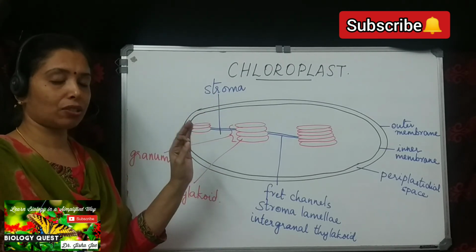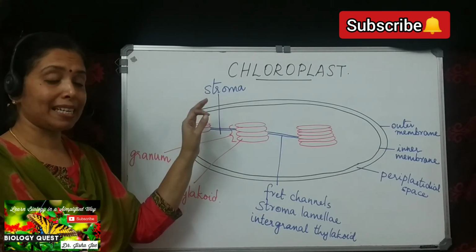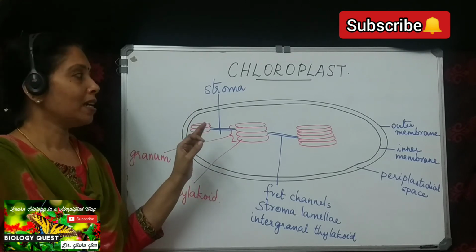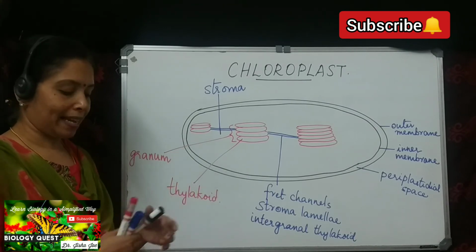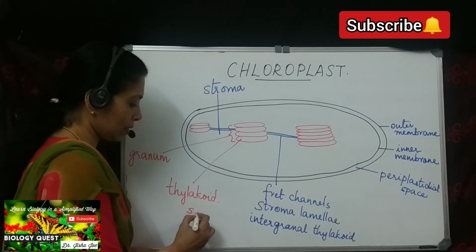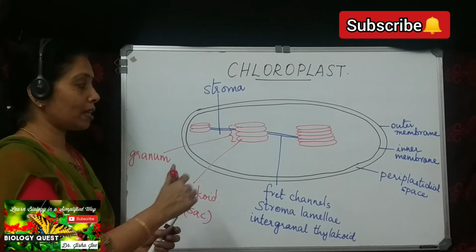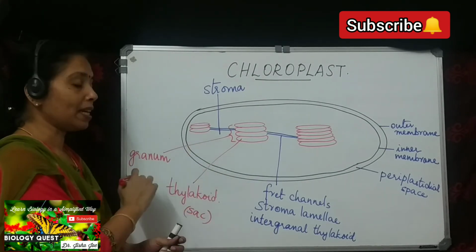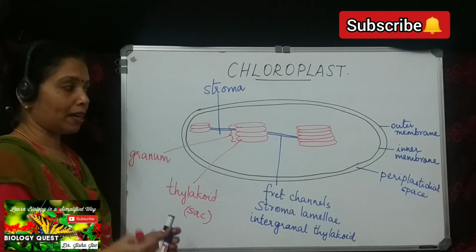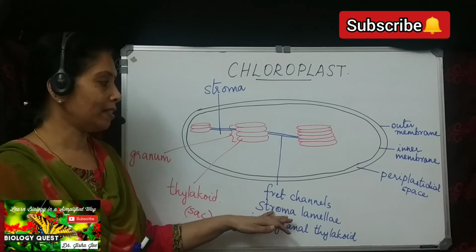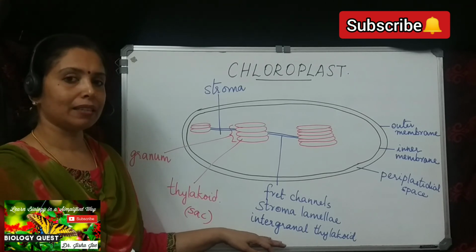So the dark reaction phase of photosynthesis takes place in the stroma, or the light independent phase of photosynthesis takes place inside the stroma. Then in the stroma you can see sac-like structures. These sac-like structures are called thylakoids. The thylakoids are piled up one above the other to form the granum. The thylakoid of one granum may be connected with the thylakoid of another granum by means of Fret channels, also called stroma lamellae or the intergranal thylakoid.